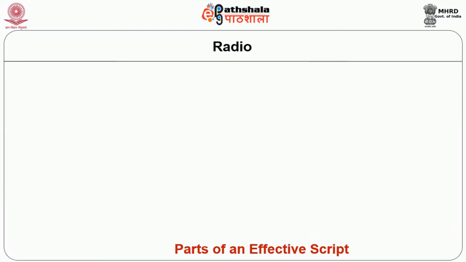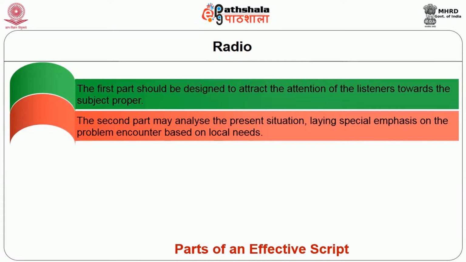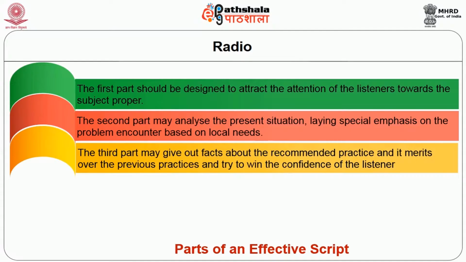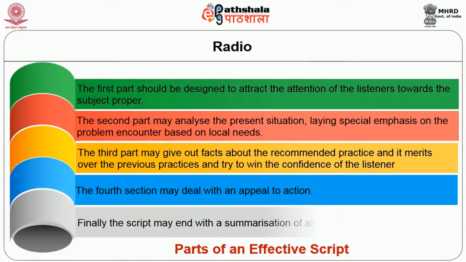Now let us see the parts of an effective script. The first part should be designed to attract the attention of the listeners towards the subject. The second part may analyze the present situation, laying special emphasis on the problem encountered based on local needs. The third part gives out facts about the recommended practices and their merits over the previous practices and tries to win the confidence of the listener. The fourth section may deal with an appeal to action, and finally the script may end up with a summarization of all the different practices.